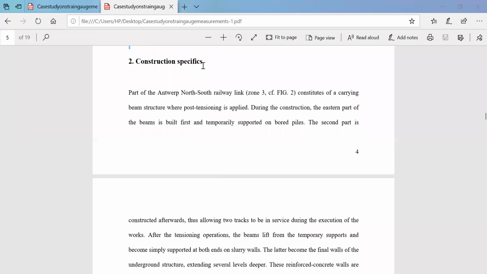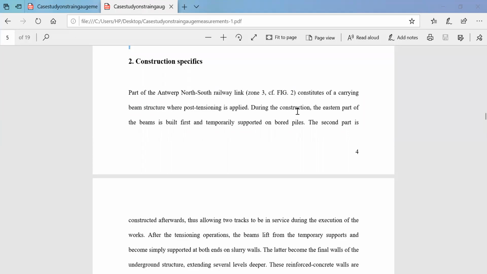So as per that, the construction specifications were being given. Here, as a part of the Antioch North-South Railway link, it constitutes a beam structure where post tensioning is applied. This station consists of a beam structure where you have a tunnel, and post tensioning is applied, right? Due to the railways moving on the track, the tension created is something we have to measure using our strain gauge.